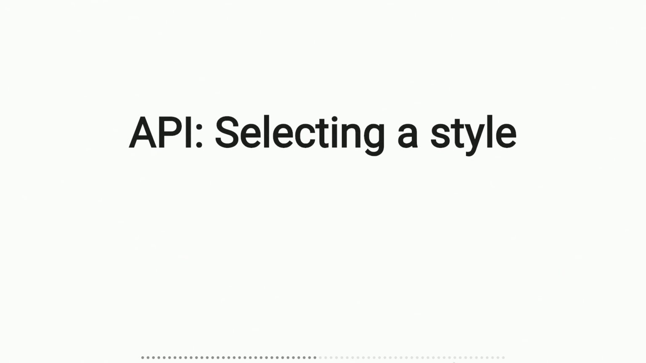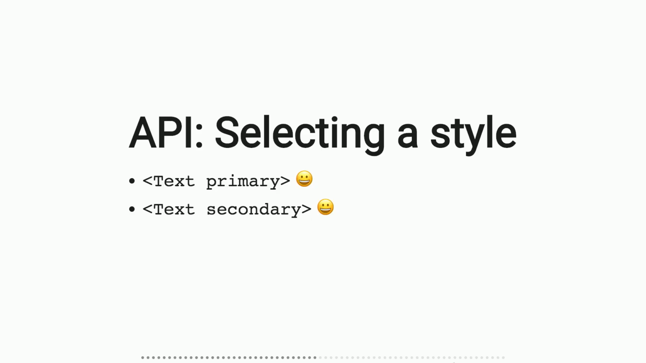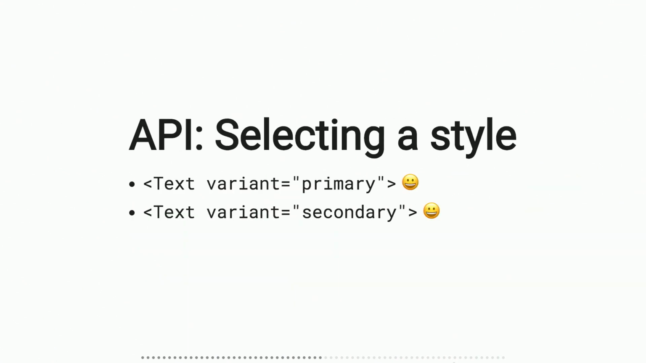Let's think how the API could look for this component. First, how should we select the style? This primary, secondary, looks good? But not really. What is primary, secondary text? Doesn't make sense. So instead of Boolean props, we can have just one prop with all possible styles.